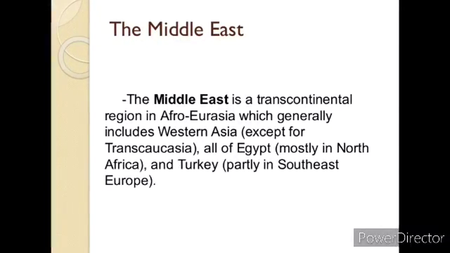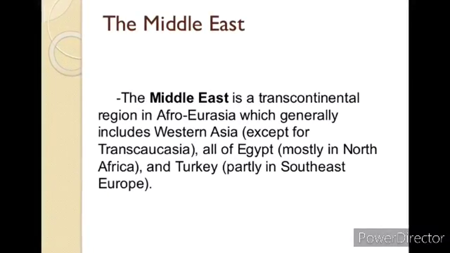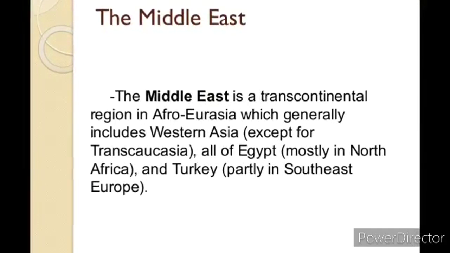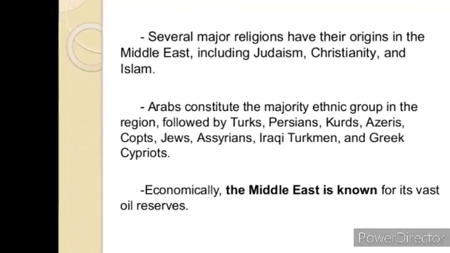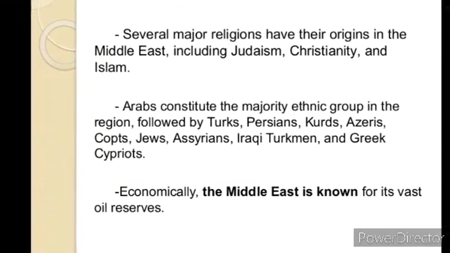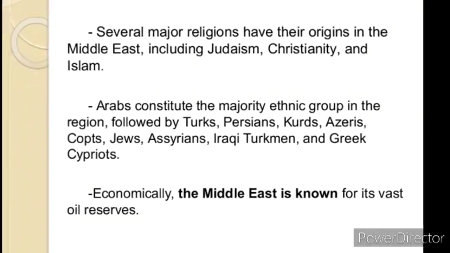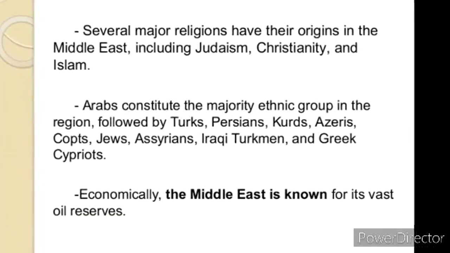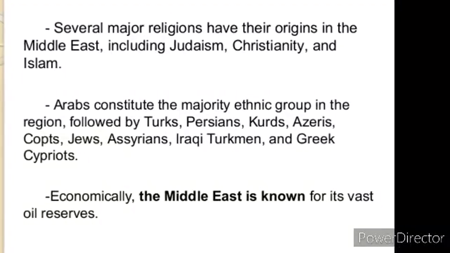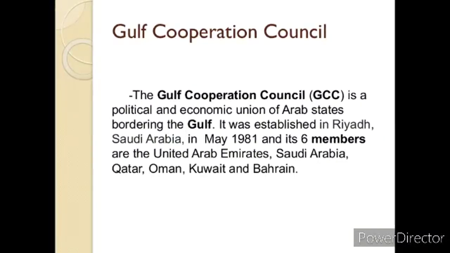The Middle East is a transcontinental region in Afro-Eurasia, which generally includes Western Asia, except for Transcaucasia, all of Egypt, mostly in North Africa, and Turkey, partly in Southeast Europe. Several major religions have their origins in the Middle East, including Judaism, Christianity, and Islam. Arabs constitute the majority ethnic group in the region, followed by Turks, Persians, Kurds, Azeris, Copts, Jews, Assyrians, Iraqi Turkmen, and Greek Cypriots. Economically, the Middle East is known for its vast oil reserves.